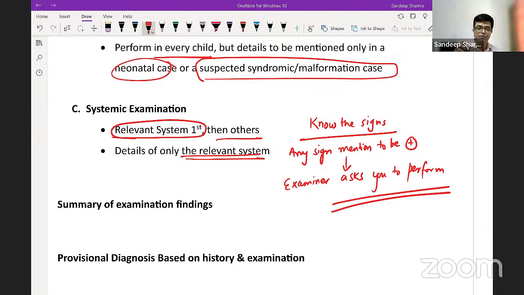Anything you say is positive, examiner will say, show me or elicit in front of me. So be ready for it. So only say what you can elicit. You have read something, somebody has told you, don't fall for it. It will be a trap you will be walking into.